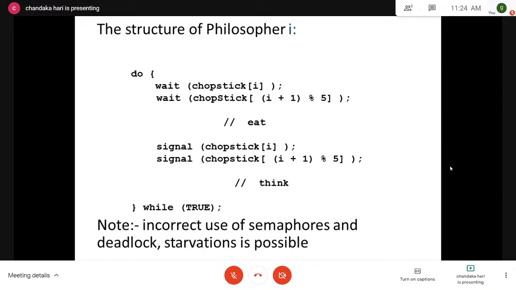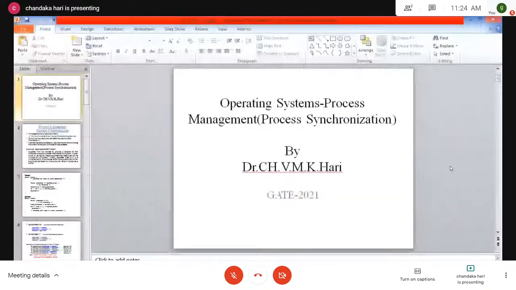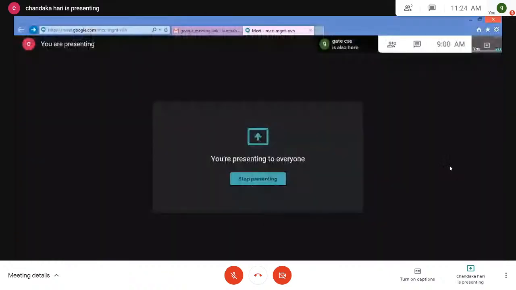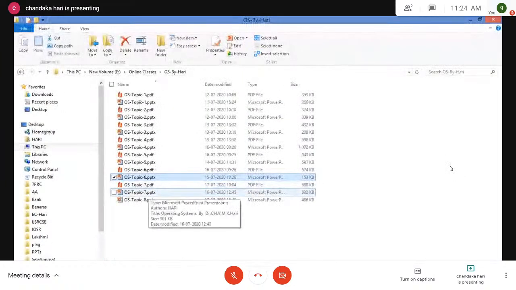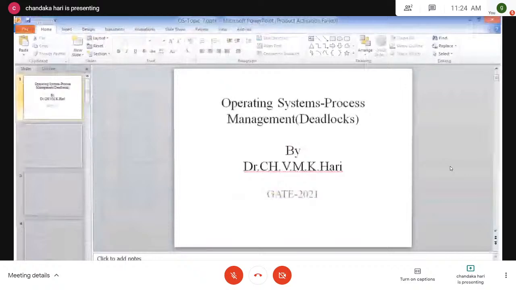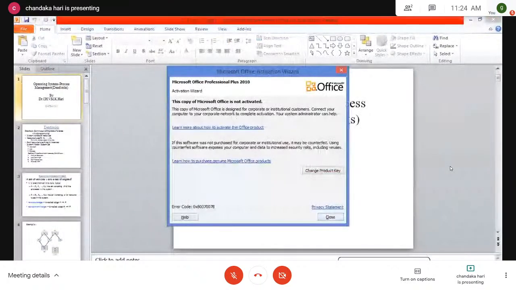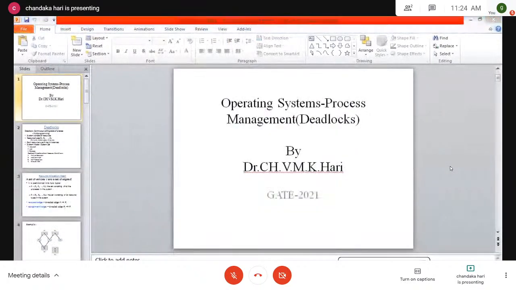That's it. This completes our discussion about process synchronization. Now we move on to the next topic of discussion, which is deadlocks.